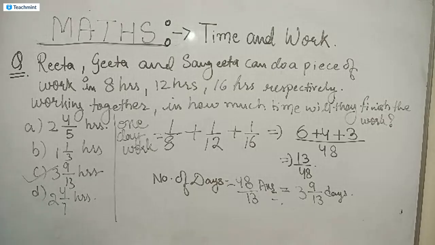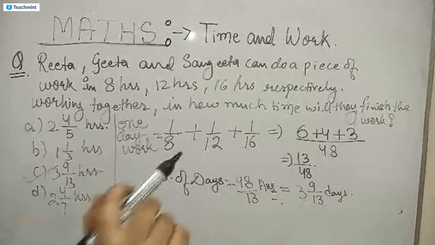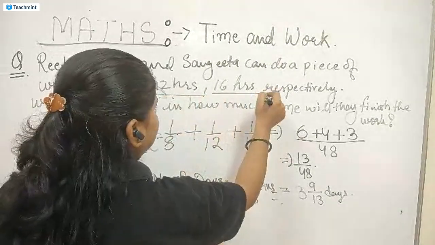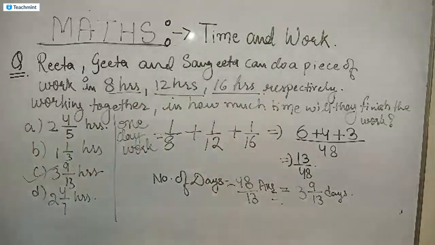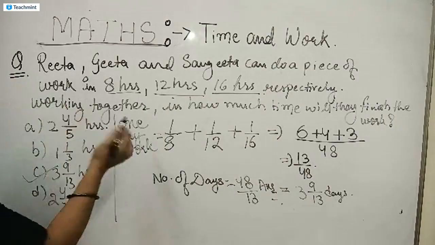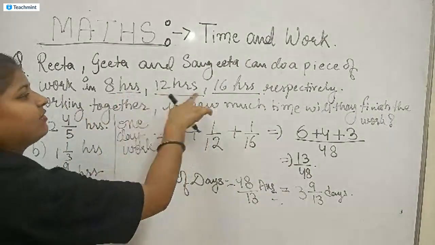Rita, Geeta, and Sangeeta do a piece of work in 8 hours, 12 hours, 16 hours. I'm explaining it for the last time. Everyone, please focus on the board. So, how to find out, beta? You will add all of them. So, you will not add 8, 12, and 16.